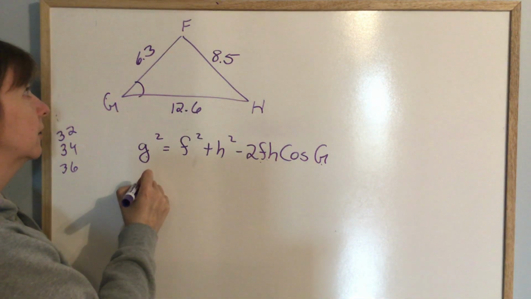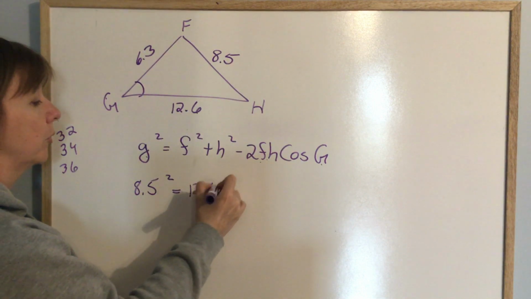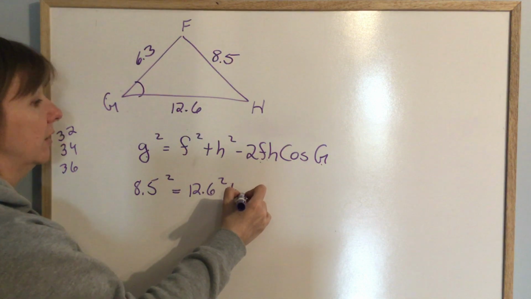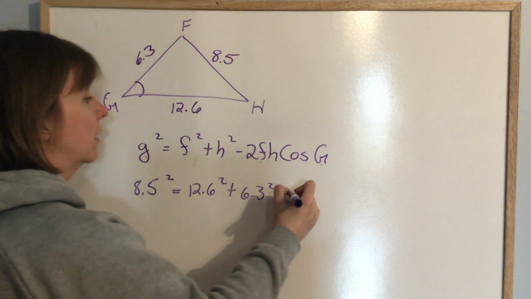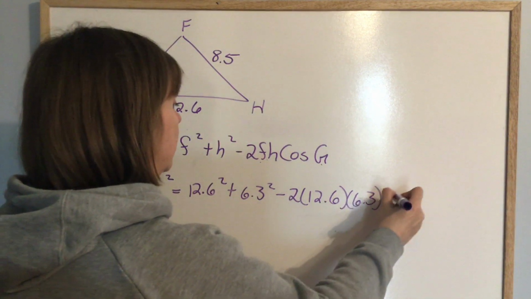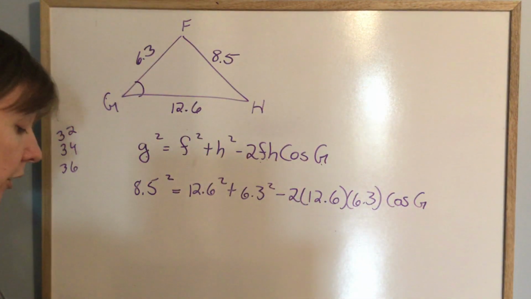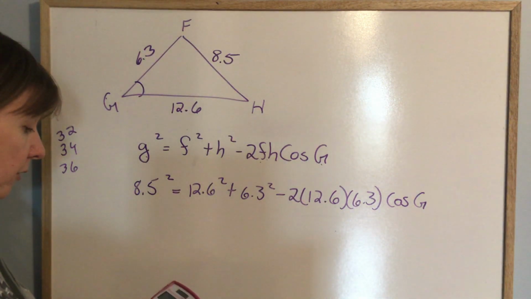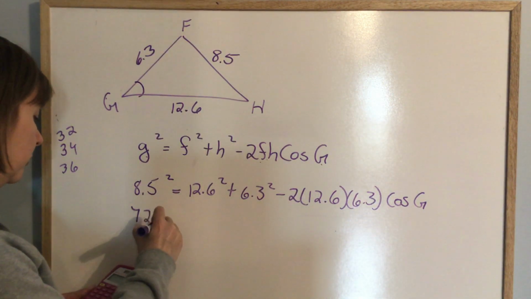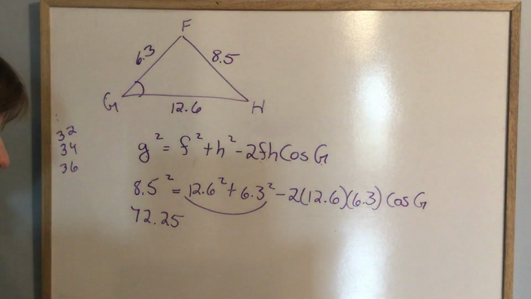So G squared would be 8.5 squared is equal to F squared, so that's 12.6 squared, plus H squared, that would be 6.3 squared, minus 2 times 12.6 times 6.3 times cos of G. So this is going to take some work. So I'm going to do 8.5 squared. That is 72.25. I'm going to take those two, square them, and add them together. So I'm going to do 12.6 squared plus 6.3 squared.